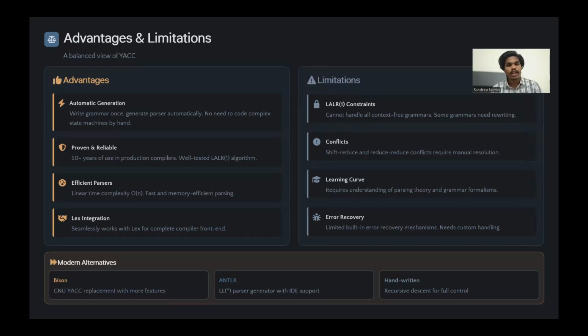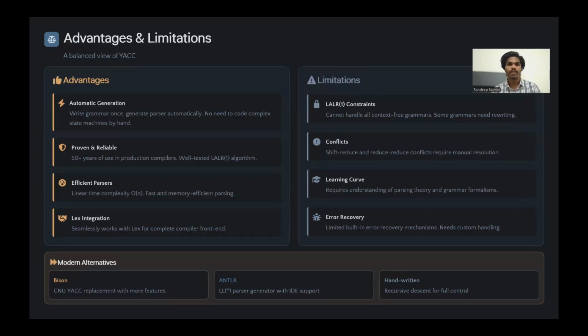Now let us understand the advantages and limitations of YACC parser. Coming to the advantages, we have automatic generation, where it performs parsing very fast, and there is no need to code complex state machines by hand. The other one is proven and reliable. It has 50 plus years of use in production compilers. Hence, it is a well-tested LALR(1) algorithm.